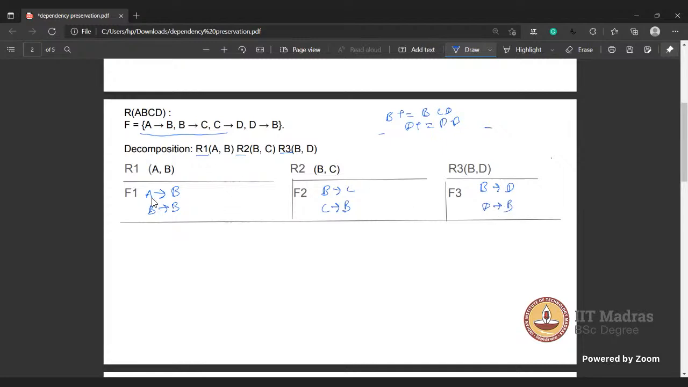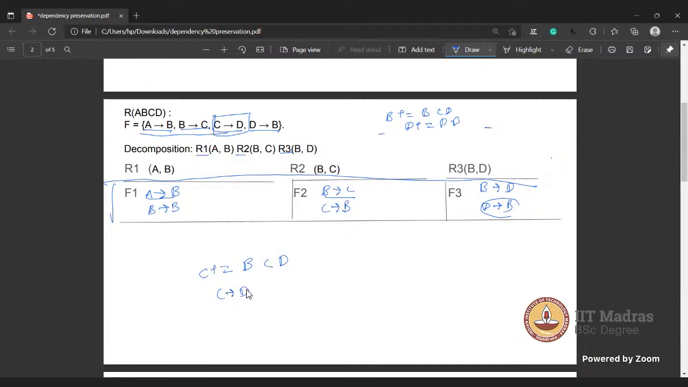So A determines B is preserved, right? You can find it from this. B determines C is preserved, right? Yes, correct. And D determines B is preserved, right? Yes, correct. So we have to find whether C determines D is preserved or not. So find C closure with the help of these functional dependencies. No, sir, because C determines B is already there in R2. No, I'm talking about C determines D. What will we get? B, C, D. So C determines D is preserved, right?